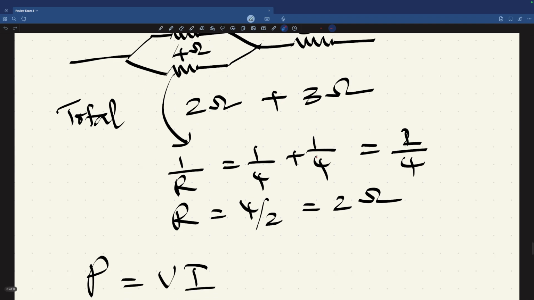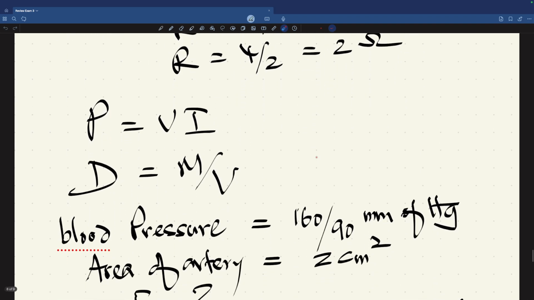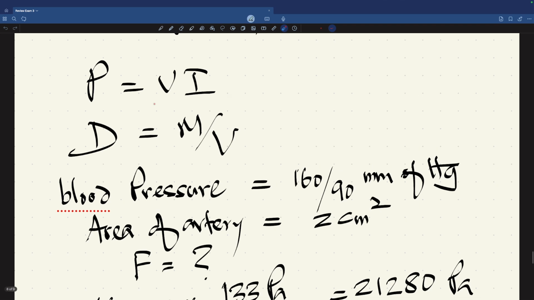Hope that's clear. Then here are some formulas on the exam. Power is the product of voltage and current. All right. Density is mass by volume. Density is mass divided by volume. And then I'm working out a problem because it's on the exam.